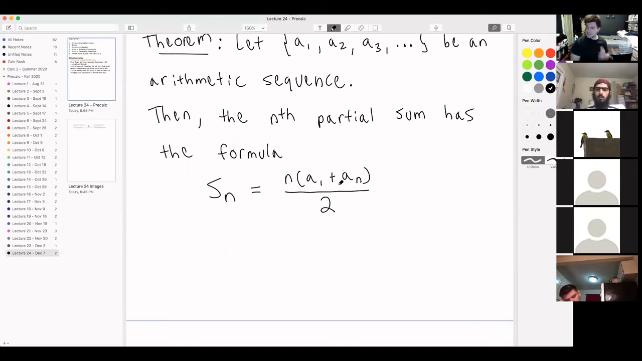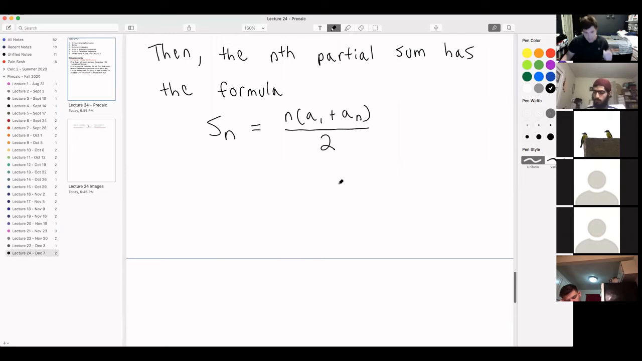So I'm not going to present the proof of this theorem. It's a little bit outside the scope of this class, but if you're interested, I can show it to you at another time. Okay? So we're going to do an example.